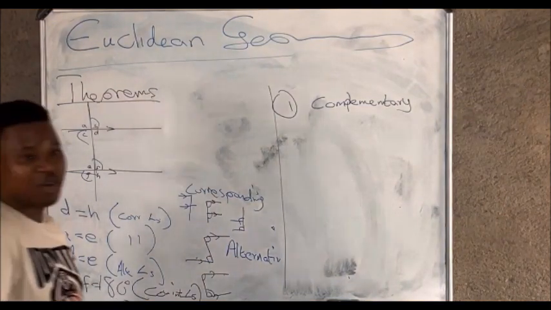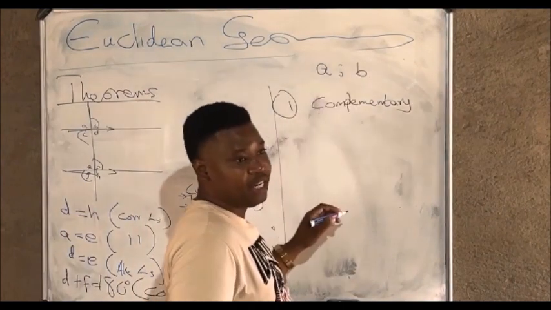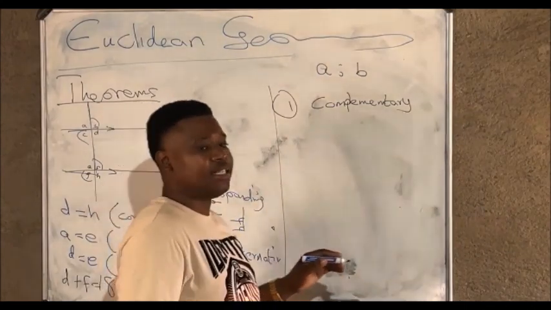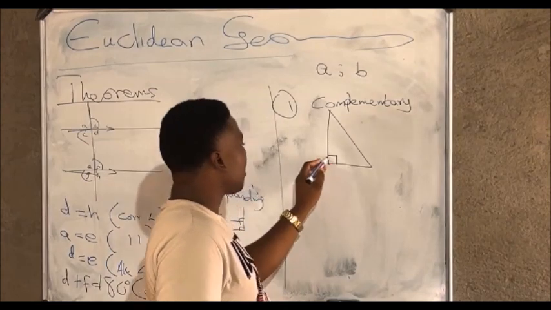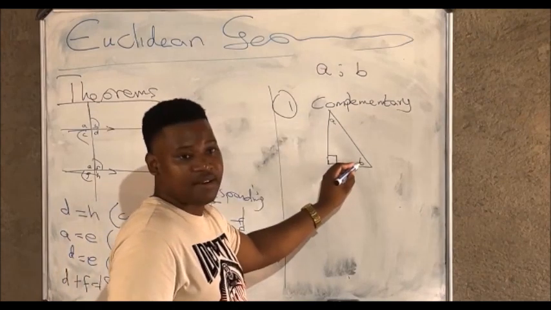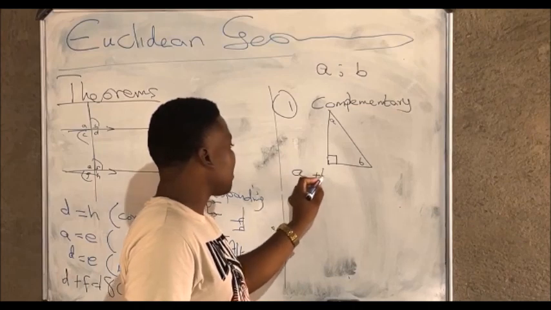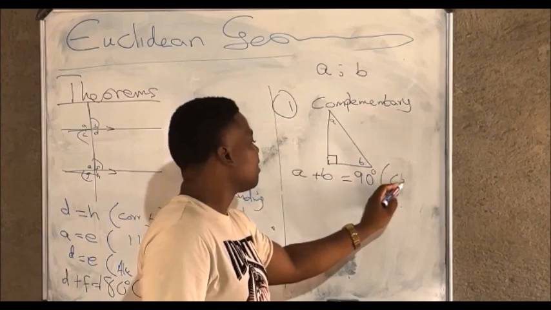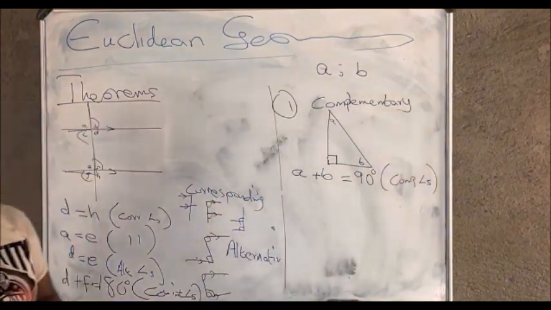When we say angles are complementary, let's talk about angle A and angle B in a 90-degree triangle, which is a right angle triangle. So we have angle A and angle B, which means angle A plus angle B equals 90 degrees. Reason: complementary angles.